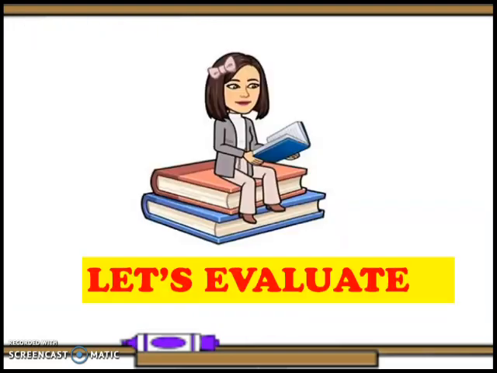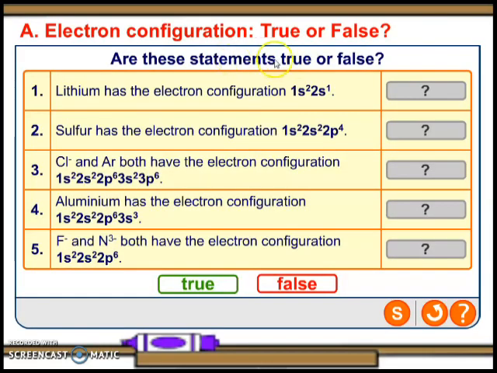Let's evaluate. To check your understanding, answer the following. Write your answer in your notebook. Are these statements true or false? Number 1. Lithium has the electron configuration 1s2, 2s1. 2. Sulfur has the electron configuration 1s2, 2s2, 2p4. 3. Cl- and Ar both have the electron configuration 1s2, 2s2, 2p6, 3s2, 3p6. 4. Aluminum has the electron configuration 1s2, 2s2, 2p6, 3s3. And number 5, F- and N3- both have the electron configuration of 1s2, 2s2, 2p6. You may pause the video to answer this.